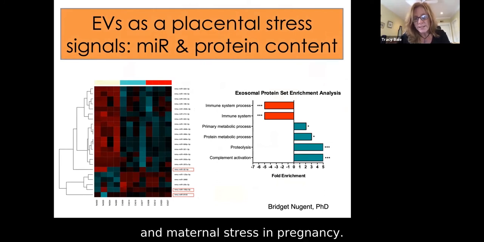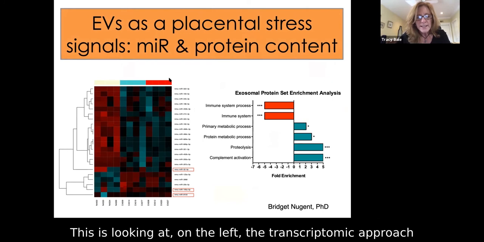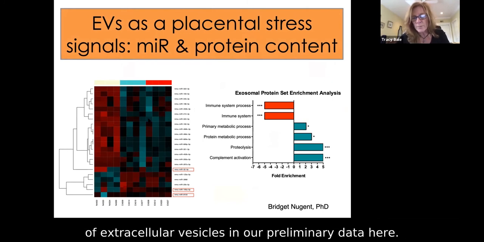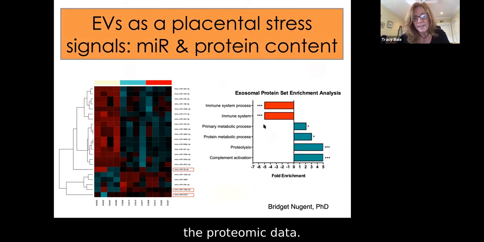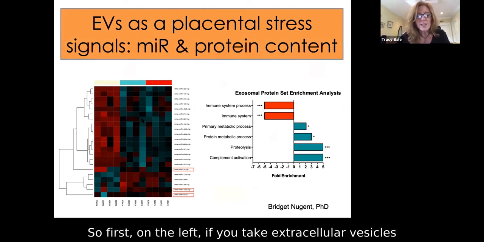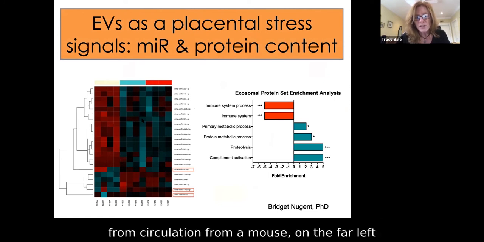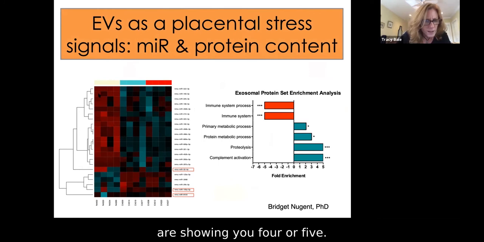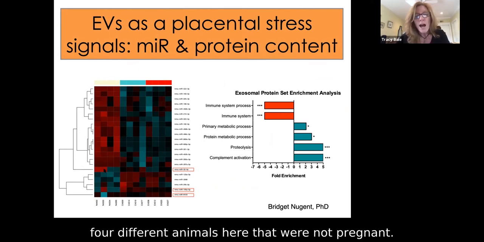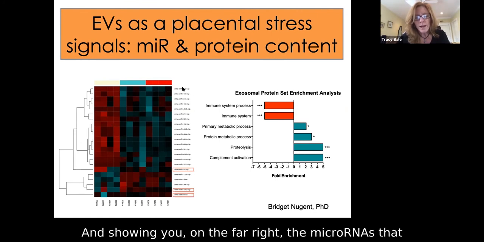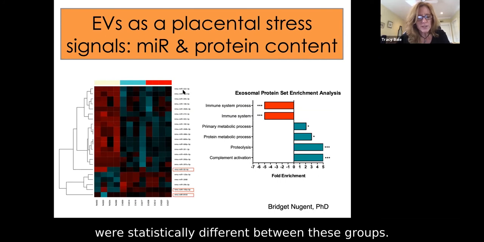maternal stress in pregnancy. So this is from our animal model. This is looking at, on the left, the transcriptomic approach of extracellular vesicles and our preliminary data here, and on the right, more astoundingly, the proteomic data. So first on the left, if you take extracellular vesicles from circulation from a mouse, on the far left are showing you 4 or 5, I guess there's 4 different animals here that were not pregnant. And showing you on the far right are the microRNAs that were statistically different between these groups.